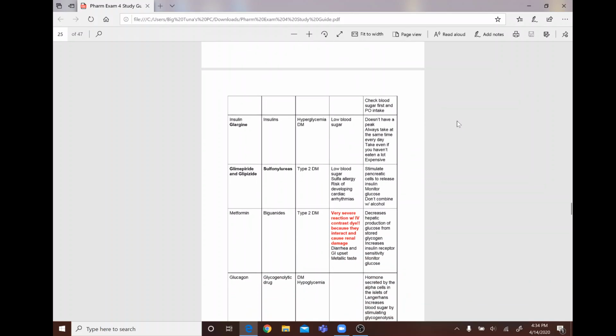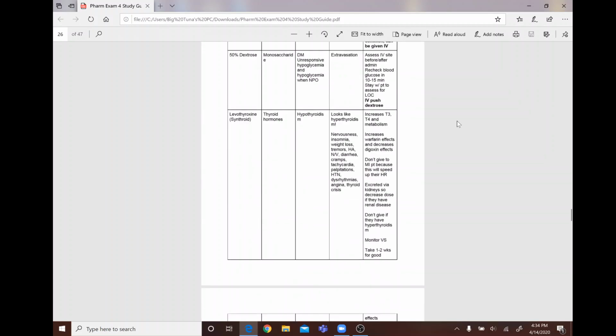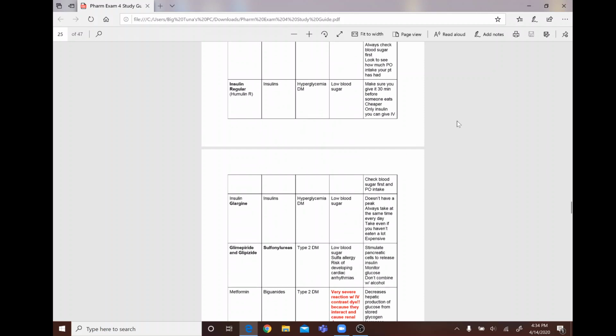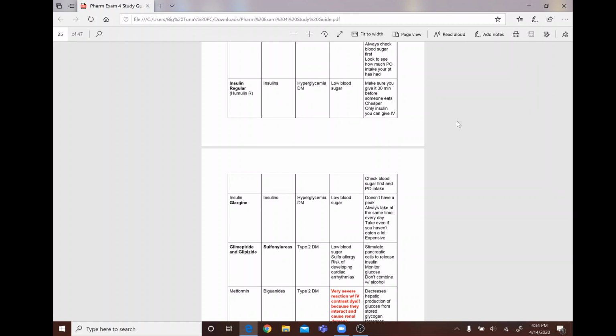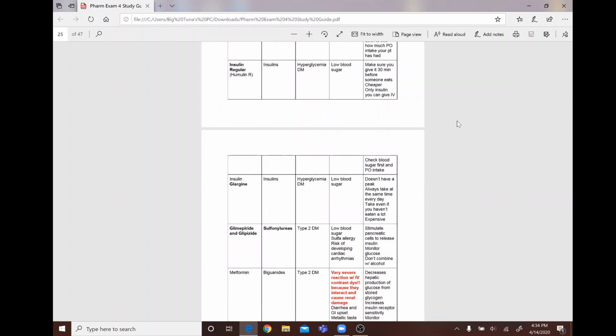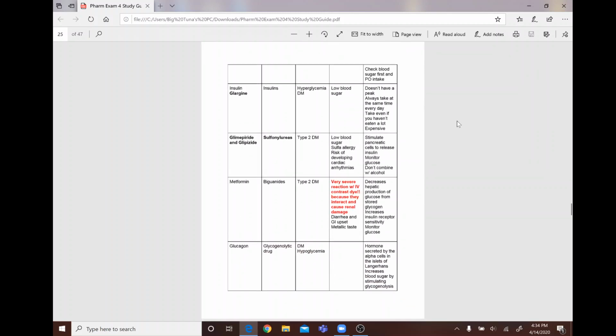Insulin glargine. What type of insulin is this? It's a long-acting insulin. What is insulin glargine used for? Hyperglycemia and diabetes. What is the main side and adverse effect of insulin glargine? Hypoglycemia. What do we need to know when someone takes insulin glargine? It doesn't have a peak time. Always take it the same time every day. Take it even if you haven't eaten a lot, and it's expensive.